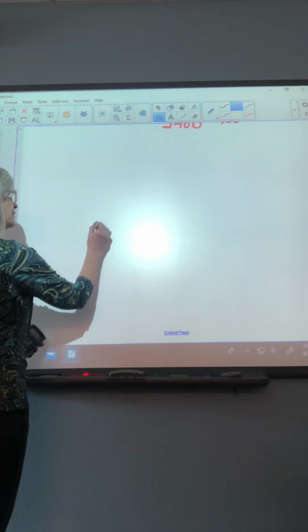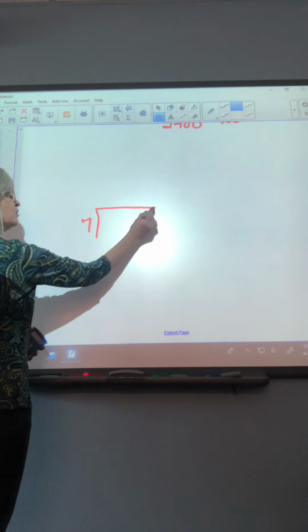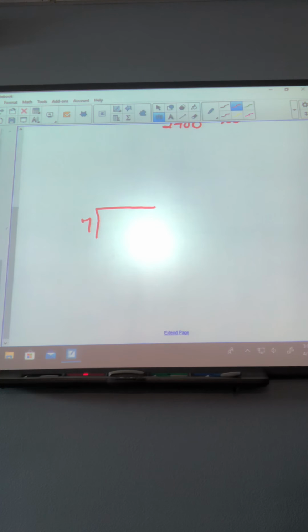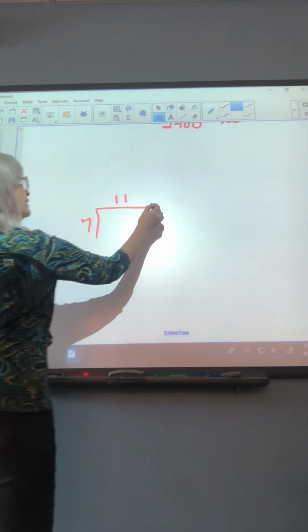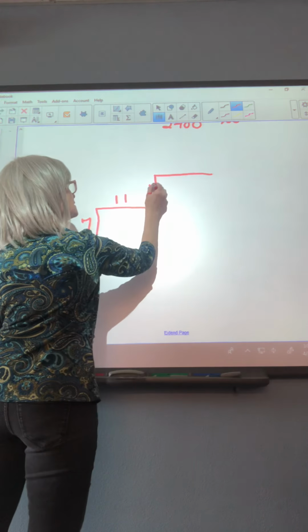And you can see from the picture that it's rising 7 inches. And then they call this part the tread. And the tread then is 11 inches. So for every step, this is 7 inches, this is 11 inches.